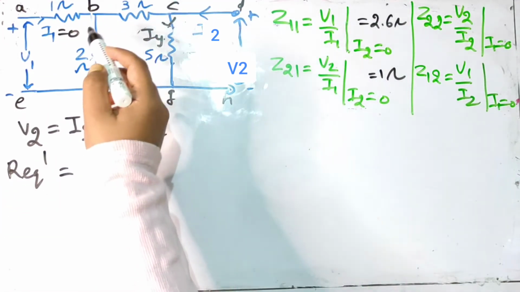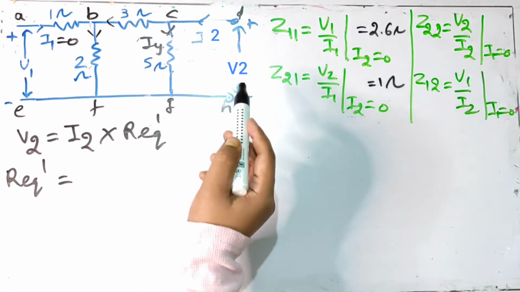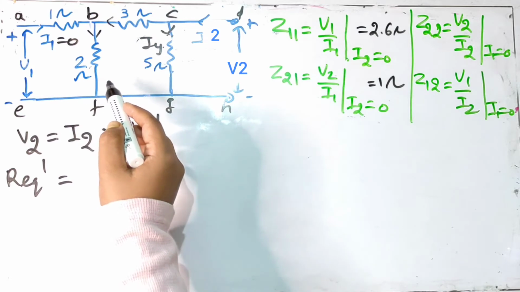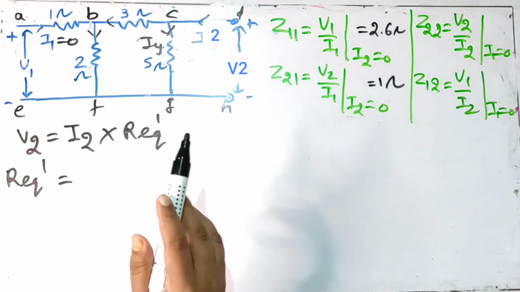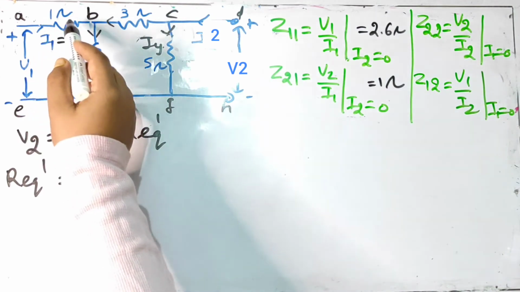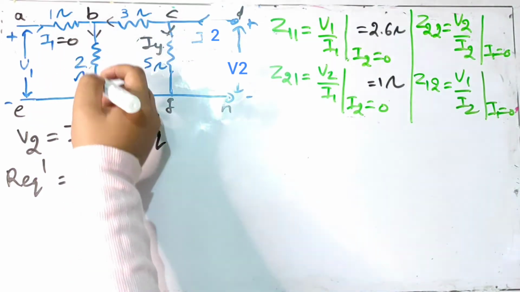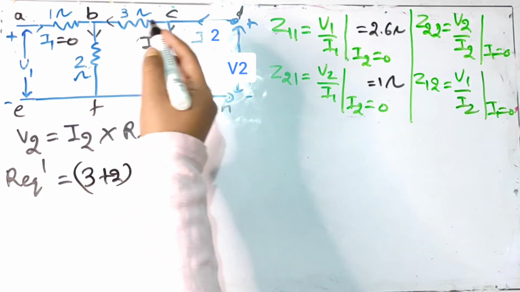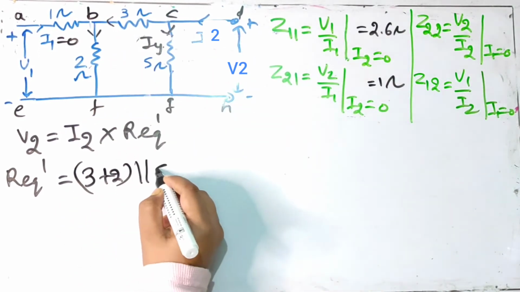So we see the 3 ohm and 2 ohm are in series now, because the current that is flowing through 3 ohm is the same current that is flowing through 2 ohm resistance as well, because none is flowing through 1 ohm, because I1, which was the current that was meant to flow from 1 ohm resistor, is 0. So first add these two which are in series, which are again in parallel with 5 ohm.